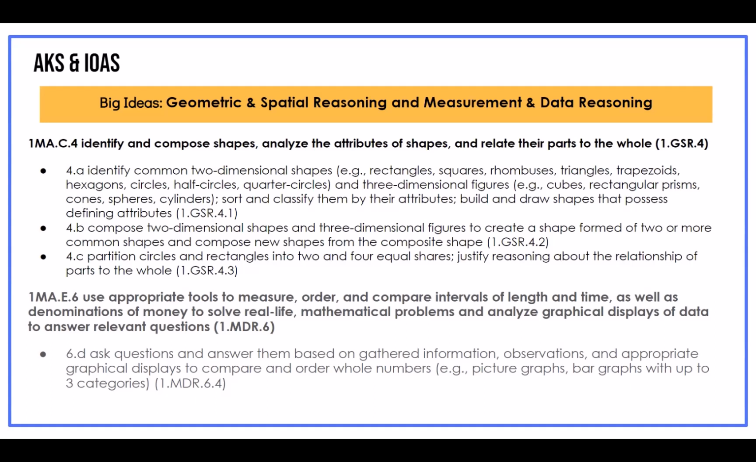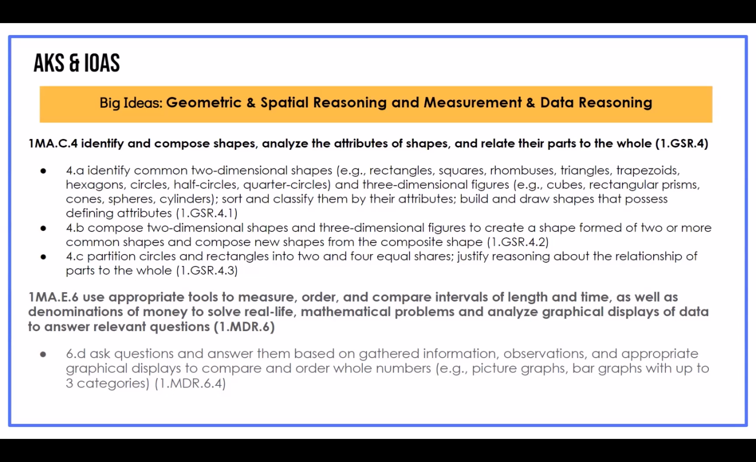2-dimensional shapes include rectangles, squares, rhombuses, triangles, trapezoids, hexagons, circles, half circles, and quarter circles. 3-dimensional figures include cubes, rectangular prisms, cones, spheres, and cylinders. For IOA 4B, students will use the shapes to compose a new shape. Then they will use that composite shape to form a second composite shape.